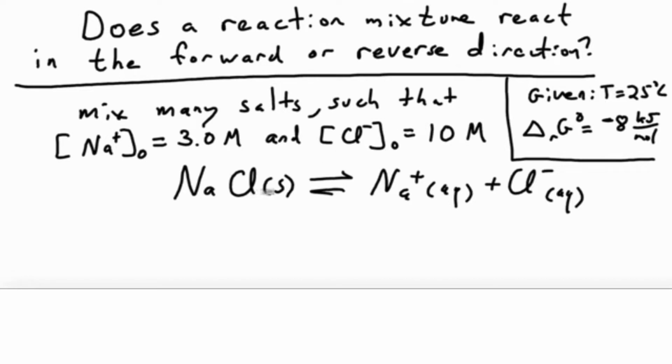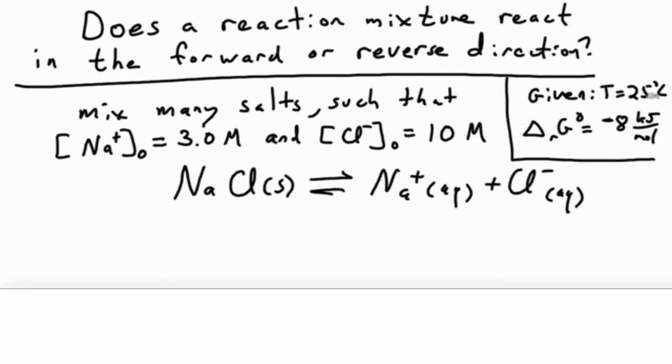And the question is, do we go in the forward direction to make more dissolved sodium chloride, or do we go in the backward direction to precipitate the solid sodium chloride? Okay, and we're given some information. We're given that delta G standard for this reaction is -8 kilojoules per mole, and we're given the temperature. There are two methods to do this, one involving finding out what delta G is, and the other method, which I'm going to show you now, is comparing K and Q. In other words, using the equilibrium constant.